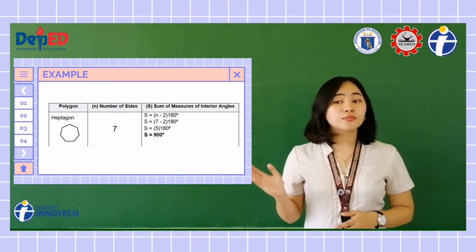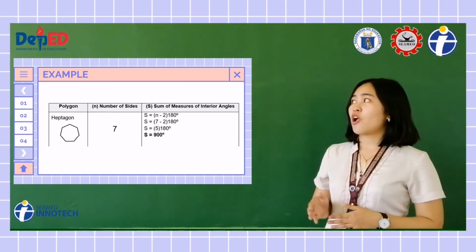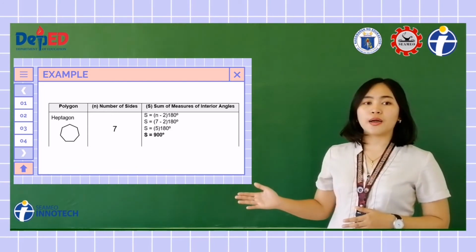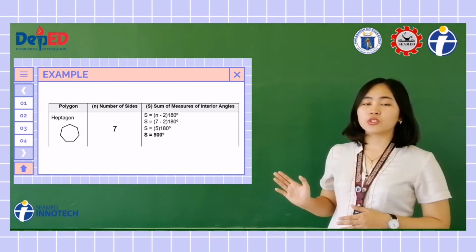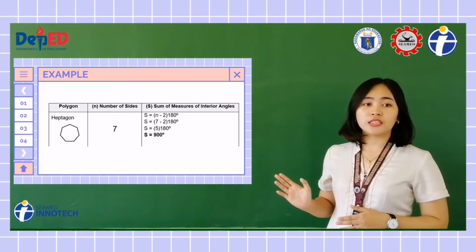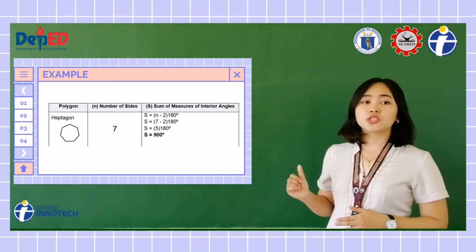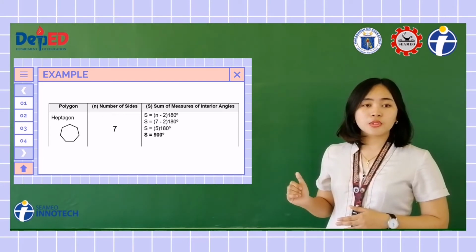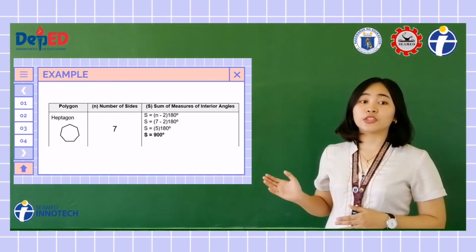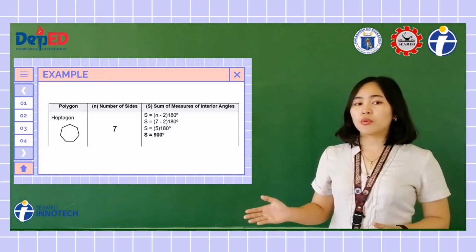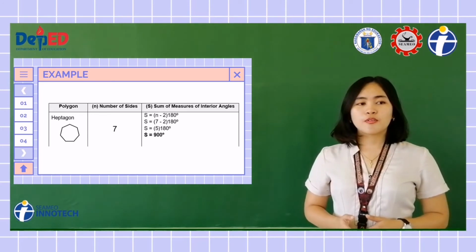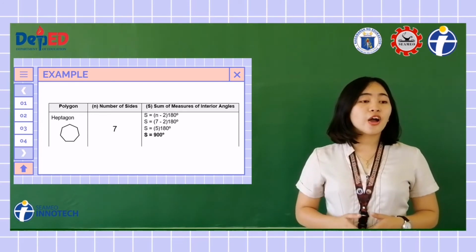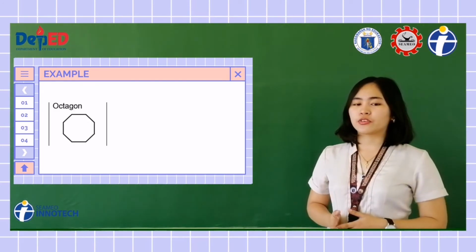Since our heptagon has 7 sides, using the formula, S is equal to 7, which means the number of sides of our heptagon, minus 2 times 180 degrees. What is the sum of the measures of the interior angles of a heptagon? Very good. We have 900 degrees.